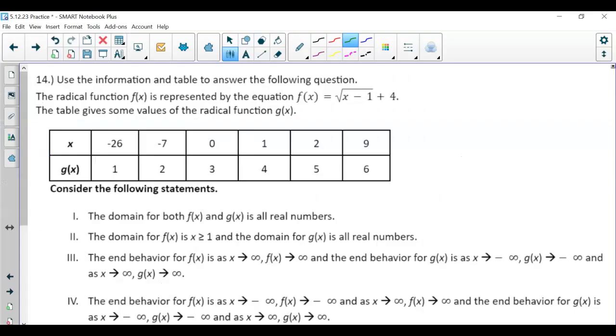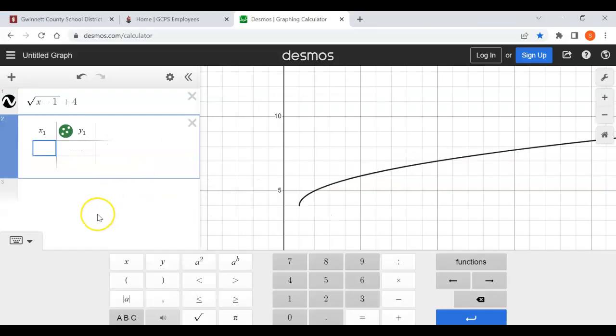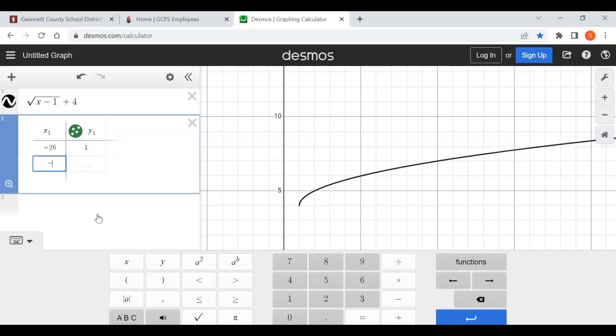So again, notice how the X is here, and then remember, this is your Y. So that's your G of X because this is your other function. So now we can just start typing in those values, creating the table.